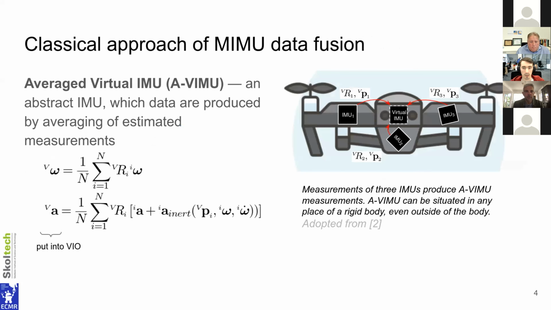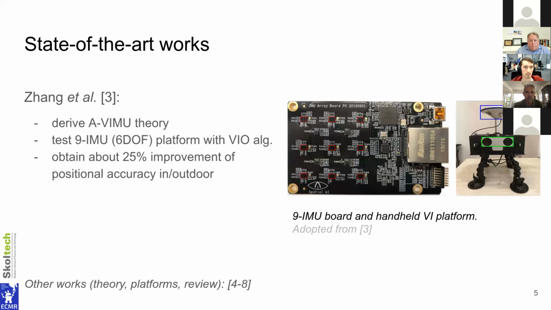If we are talking about multiple IMUs, there is the so-called average virtual IMU, where sensor measurements from real IMUs are just averaged with proper transformation to get our virtual measurements that may be put into visual inertial odometry. For example, state-of-the-art works related to these approaches include, for example, Jenga tool.